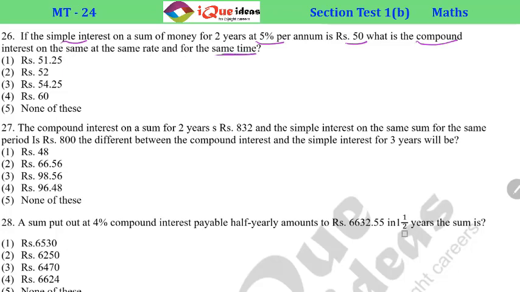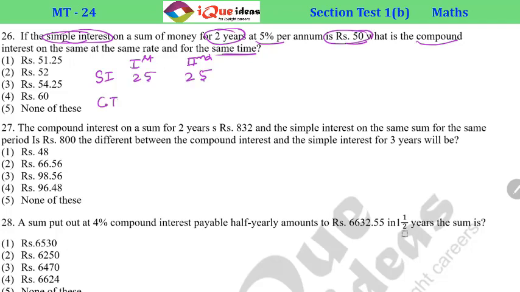Perfect. If you remember, we have done it in great detail. What we do is we divide in years, let's say first year, second year. The simple interest value every year remains the same. The total simple interest for 2 years is 50 rupees, so for 1 year, it will be 25 rupees.